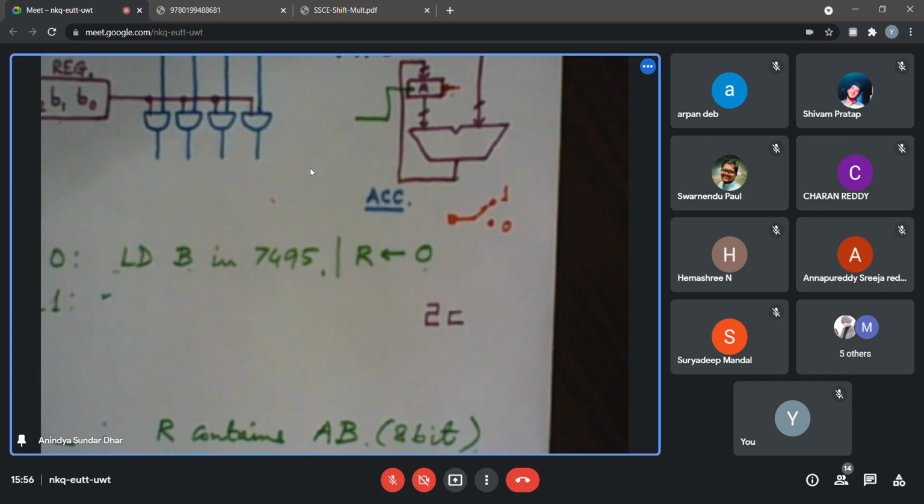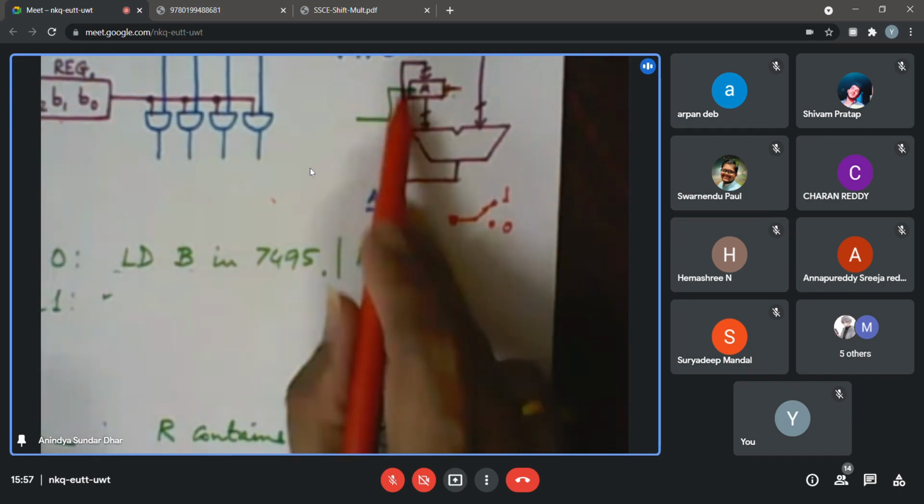210. How much? 210. No, that is in hex when you are connecting a 4-bit register, sorry, an 8-bit register into 2 7-segment displays. Here you remember this is nothing but a 273.